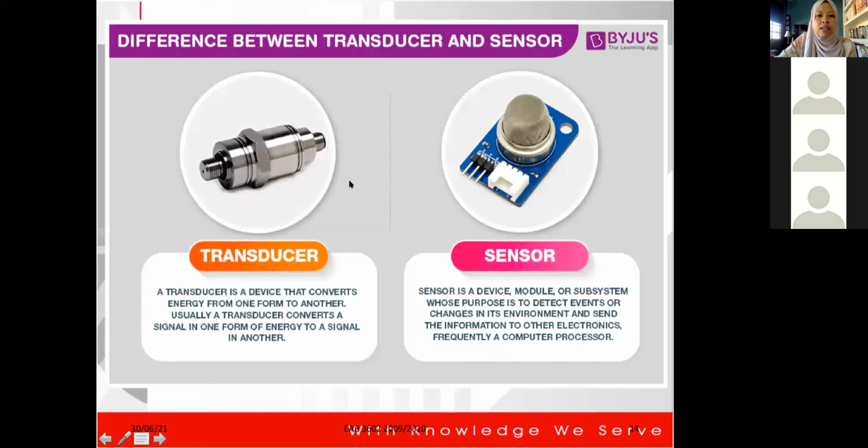So let's see what is the difference between transducer and sensor. A transducer is a device that converts energy from one form to another. Just now, one of your members already told what a transducer is. So a transducer is a device that changes a signal from one energy to another energy. So if there is a transformation of energy involved, we call it a transducer. While a sensor is a device, module or subsystem whose purpose is to detect events or changes in its environment and then send the information to other electronics, frequently a computer processor.